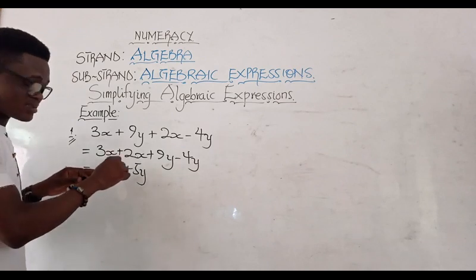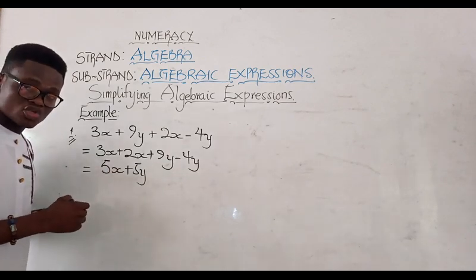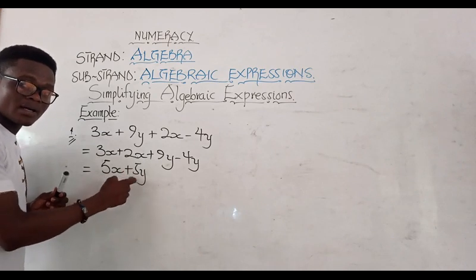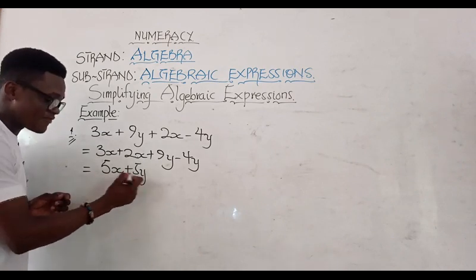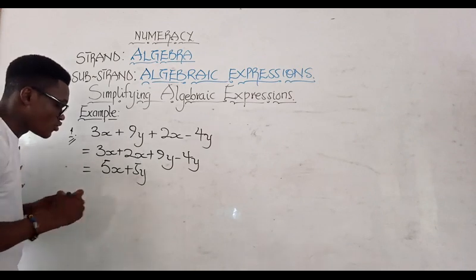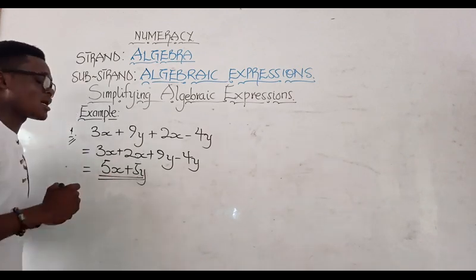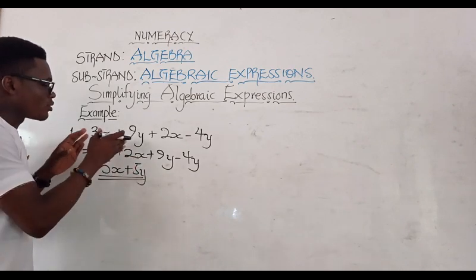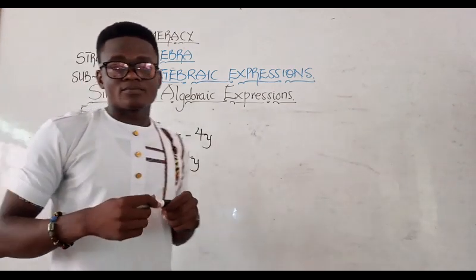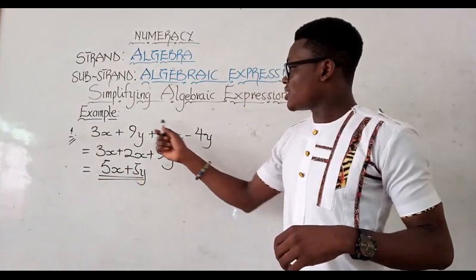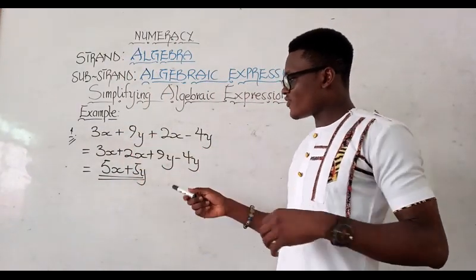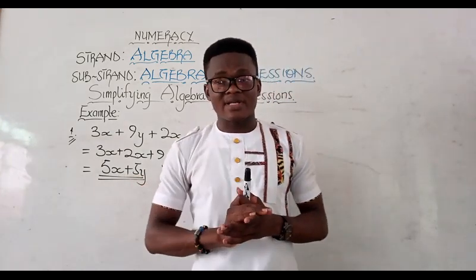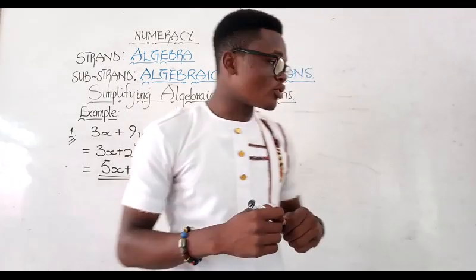So right here we can't simplify any further because they don't look alike. We don't have the same power and the same variable. These are different variables altogether. We have x and y. So this is our final answer. So this is the simplified form of this expression. The simplified form of this expression is 5x plus 5y. I believe you are clear with this. So now let's quickly move on to our next example.